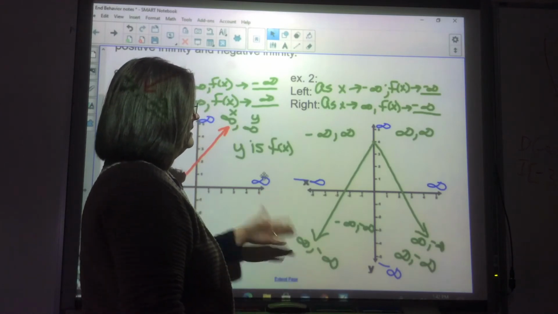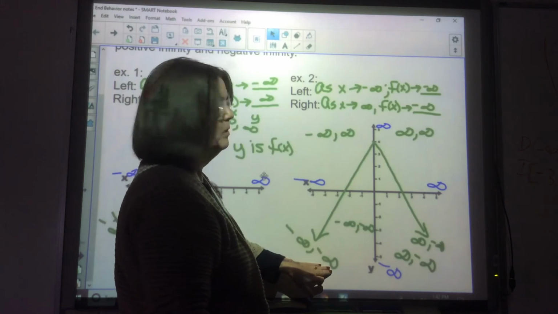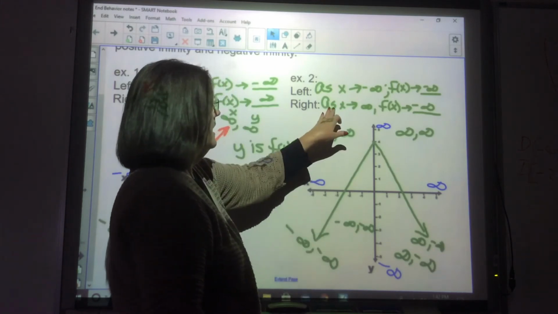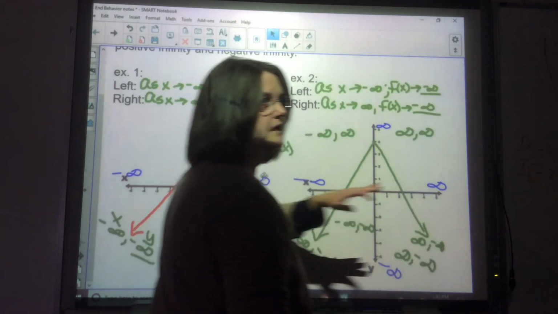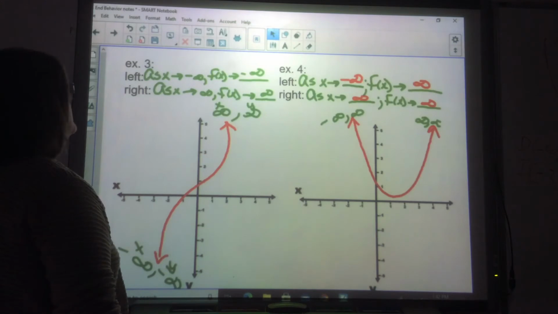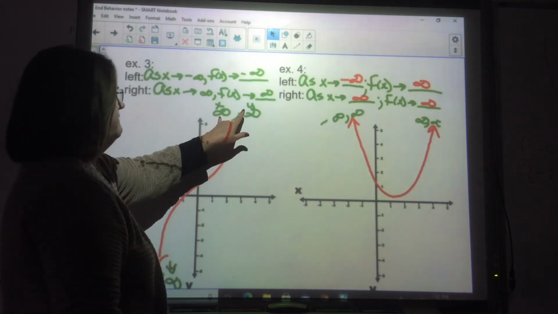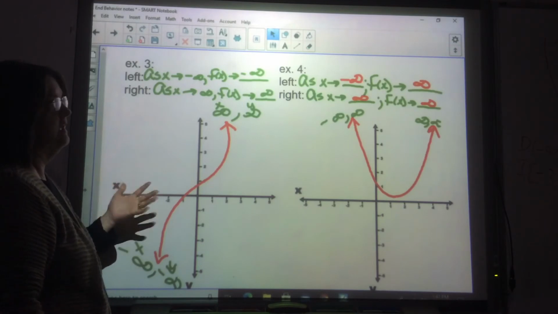Okay, so if we look at the left-hand side, as x approaches negative infinity, what is y? Well, it's negative infinity. As x approaches infinity, what is y? Negative infinity. It's simple if you can label. Again, same thing. This is infinity, infinity. This is negative infinity, negative infinity. And you just look at the arrows.